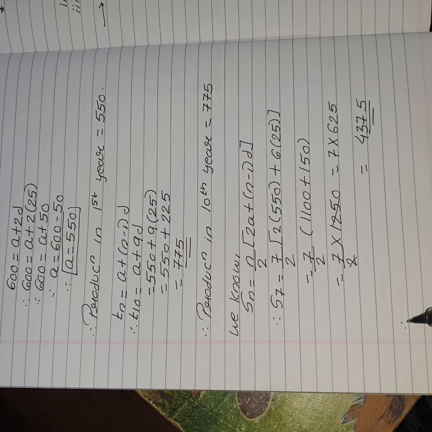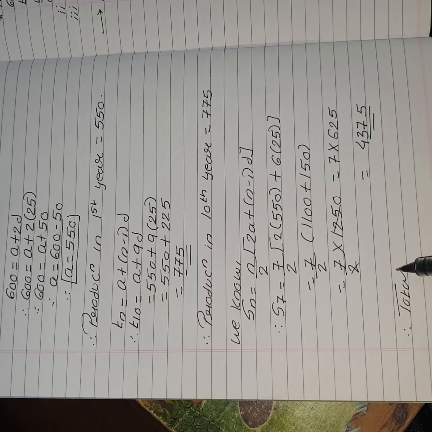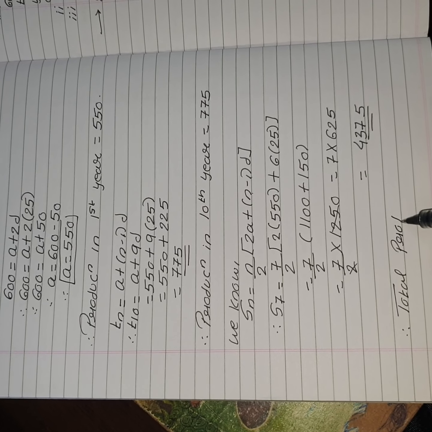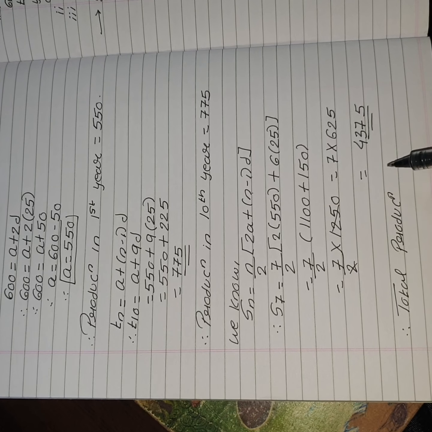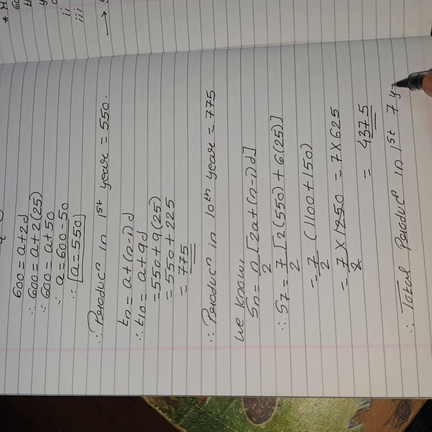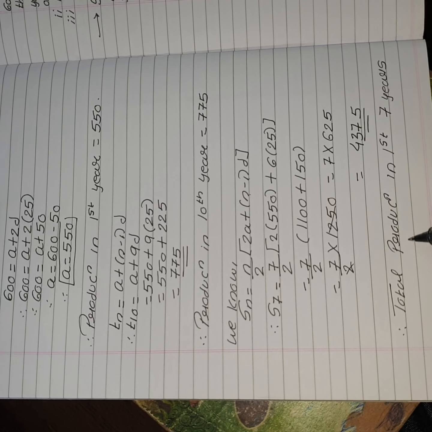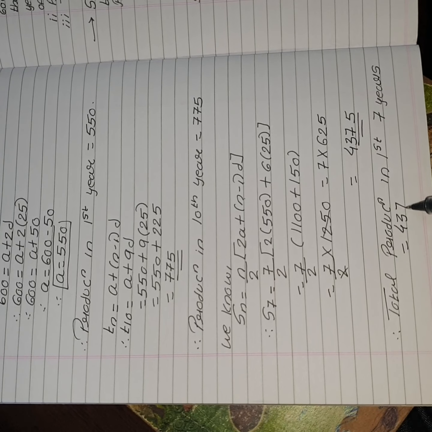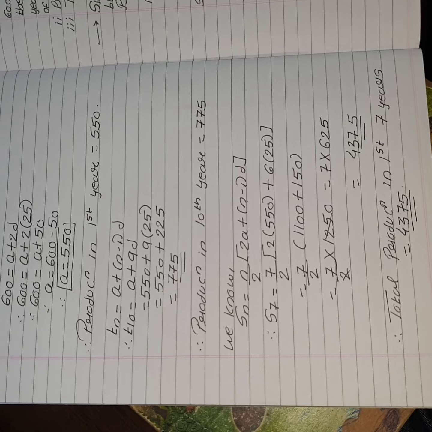So we can say therefore total production in first 7 years is equal to 4375. So very easy sum.